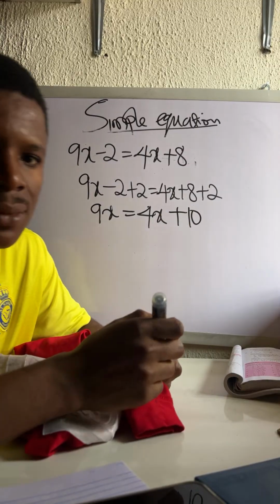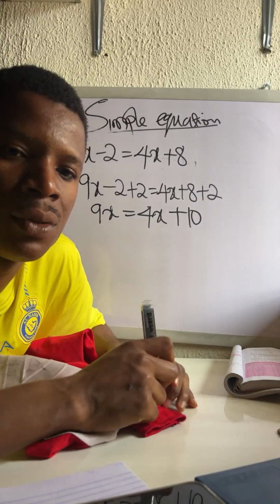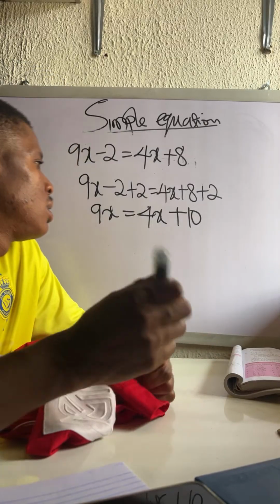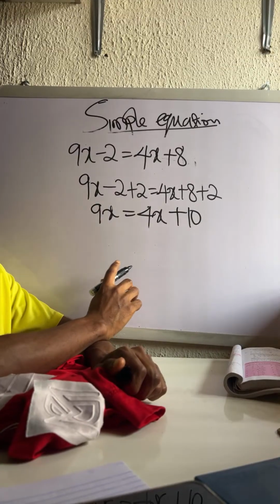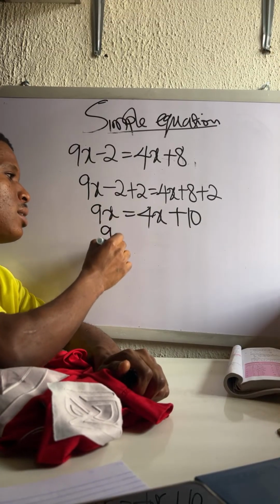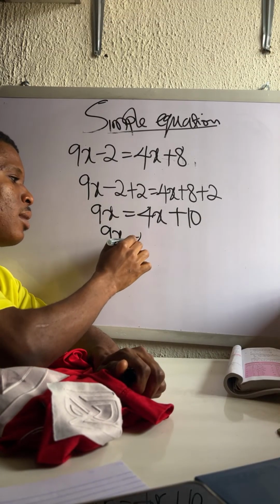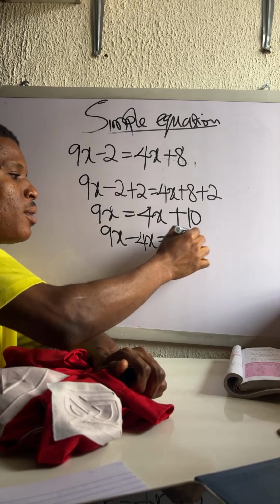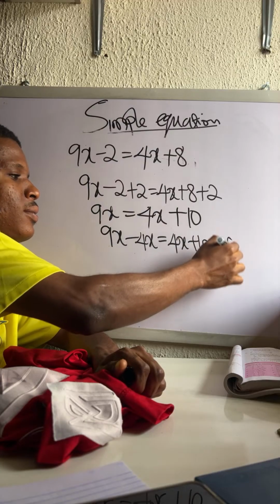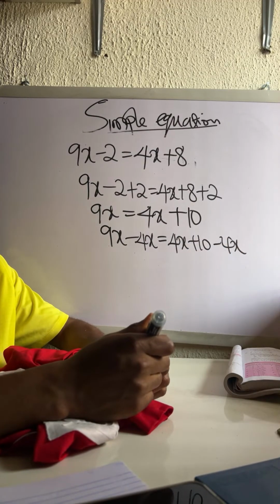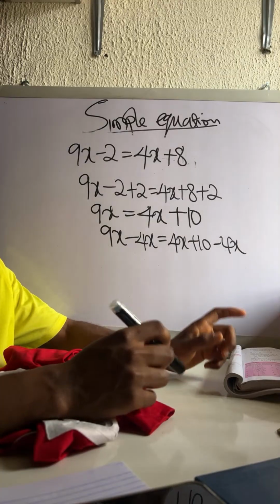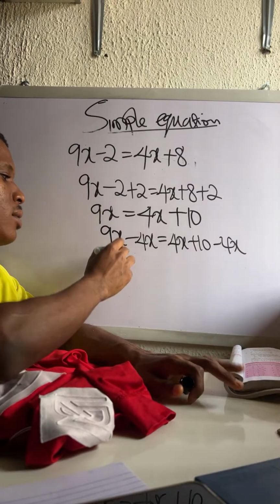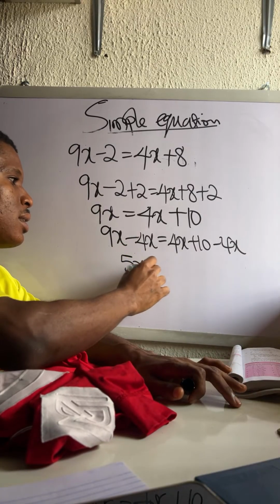Okay? Then the next thing you have to do is very simple. The next thing is just to get rid of the 4x. To get rid of the 4x, you have 9x minus 4x is equal to 4x plus 10 minus 4x. Okay? So thank you, Legend, for saying 2. You have 9x minus 4x is basically 5x, right? You have 5x is equal to 10.